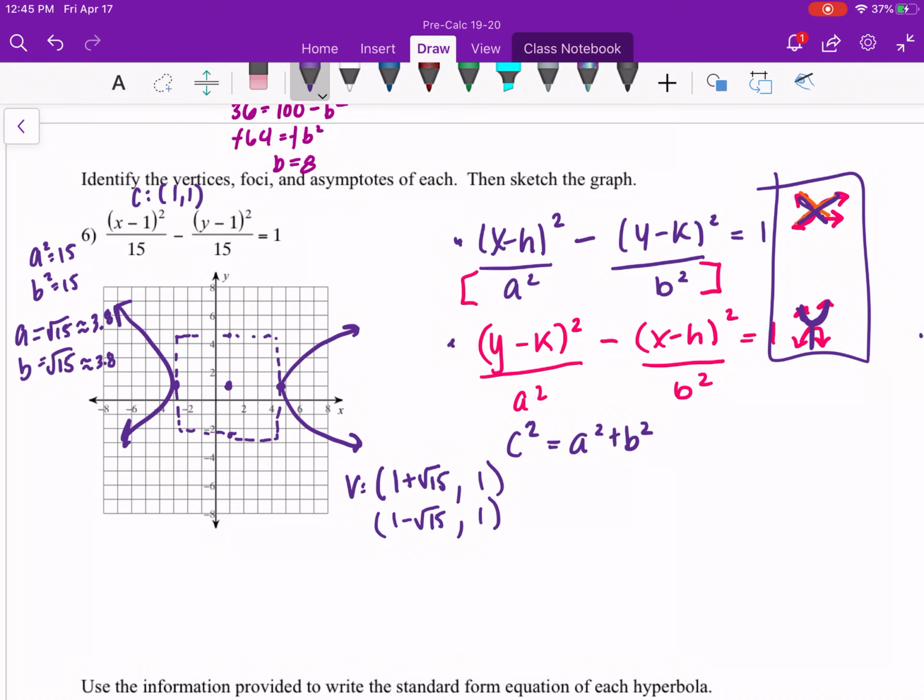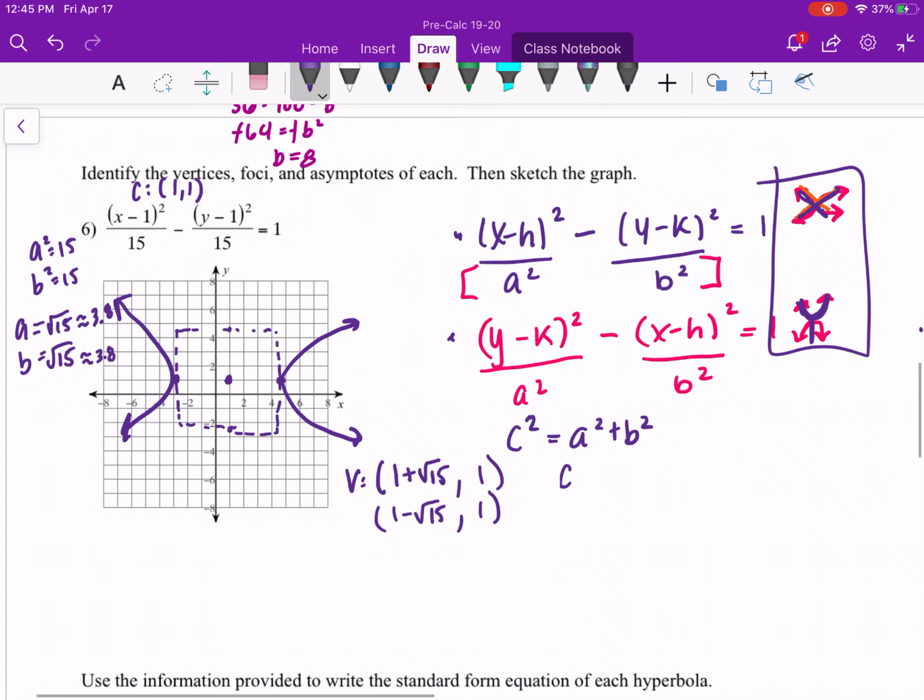For my foci, I have to figure out what c is. So c squared equals a squared plus b squared, which means c squared is 30. And let's figure out what the square root of 30 is so that I can plot that on a graph.